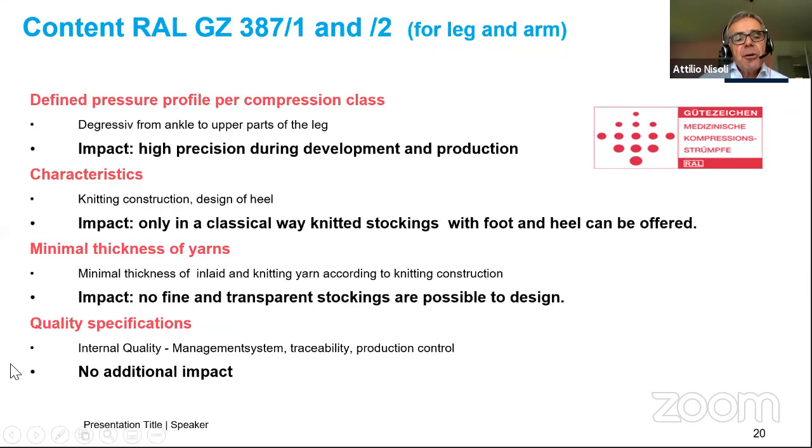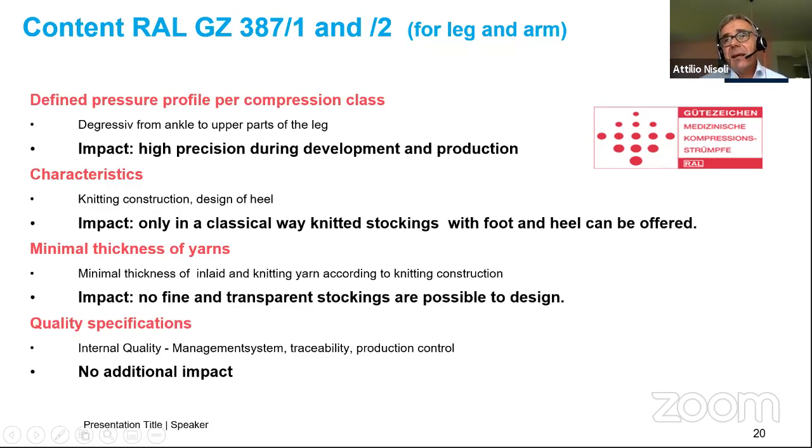Content, defined pressure profile per compression class, characteristics, they have a look at the knitting construction, design of the heel. So these are all demands coming from the RAL side, and we need to fulfill all these criteria. Minimal thickness of the yarns.